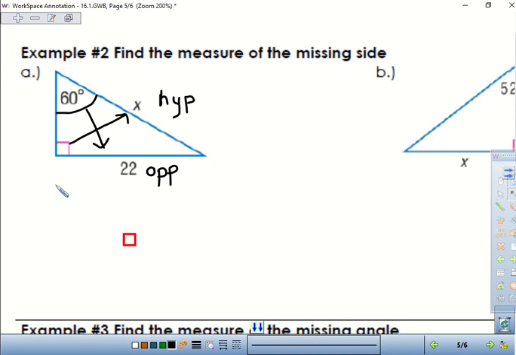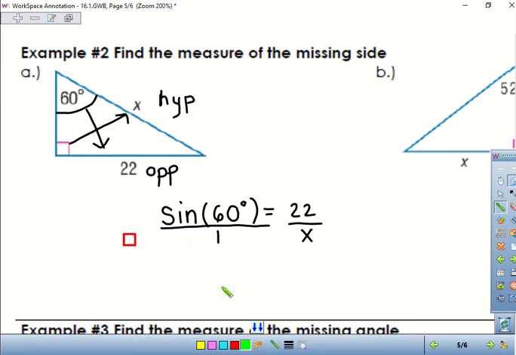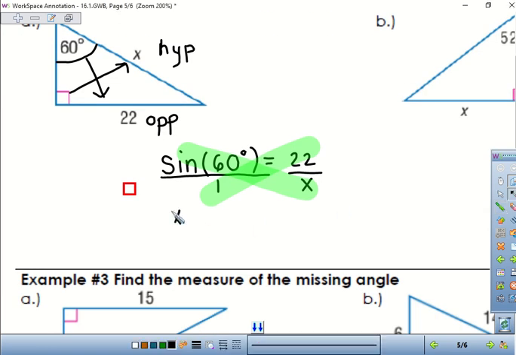Now, what trigonometric function uses opposite and hypotenuse? Sine. So sine of the angle measure is equal to opposite over hypotenuse. Now, to solve this equation, I can put this over 1 to make it into a fraction. And then anyone remember what I can do here? Cross multiply. Which will give me x times sine of 60 degrees is equal to 22. And then if I want to solve for x, what should I do? Divide by sine of 60.